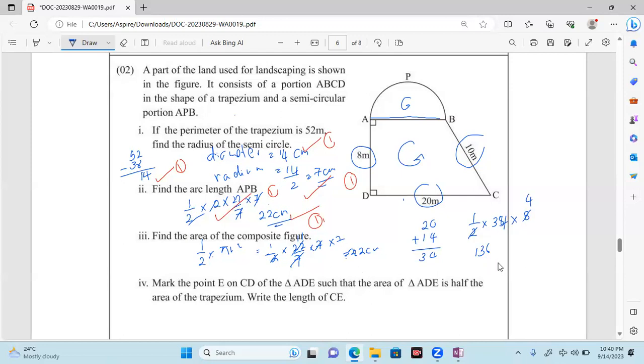Then what is the area of composite figure? Area is equal to 136 square centimeters add 22 square centimeters. Then it is 158 square centimeters.